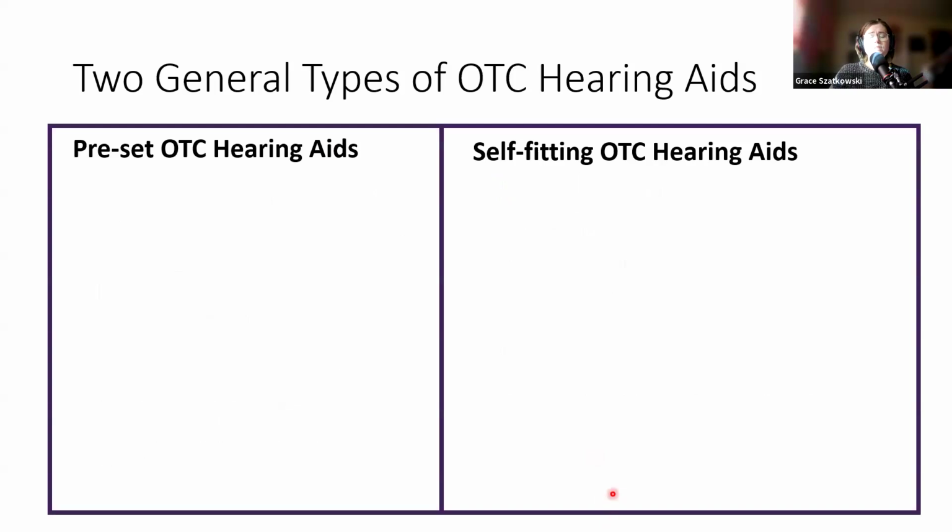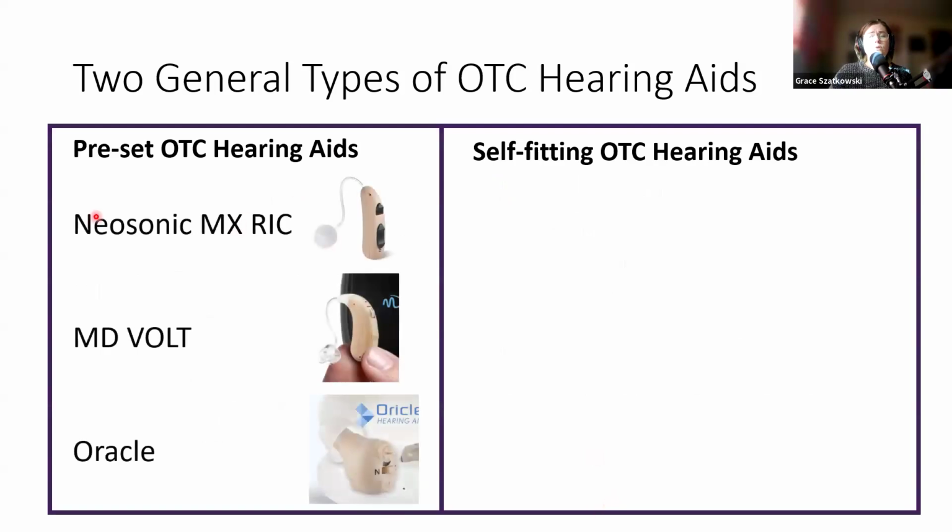I'm just going to give you some examples of what these look like. So on the left, these are some examples of some currently available preset hearing aids. This one's called Neosonic. This one's called MD Volt. And this one's called Oracle. So you can see that they have that push button to change the program, and then they have a volume up down button. This one has a volume wheel, and this one has what I showed you is a volume wheel that you turn. They're quite different shapes and sizes.